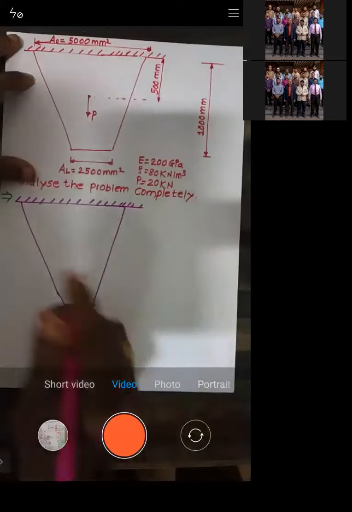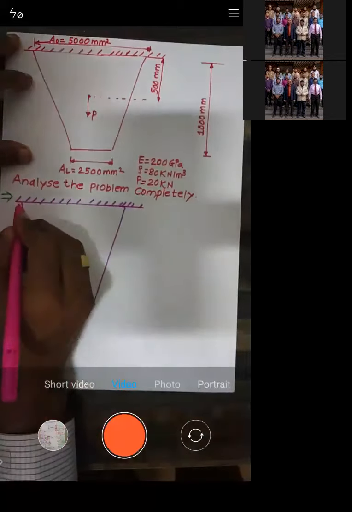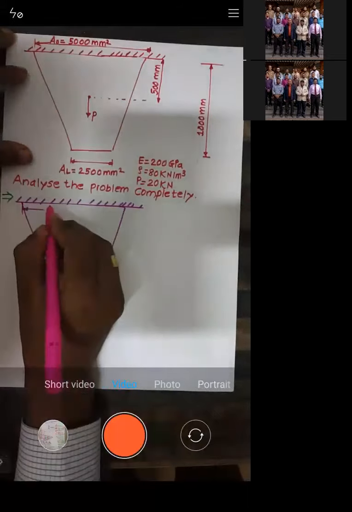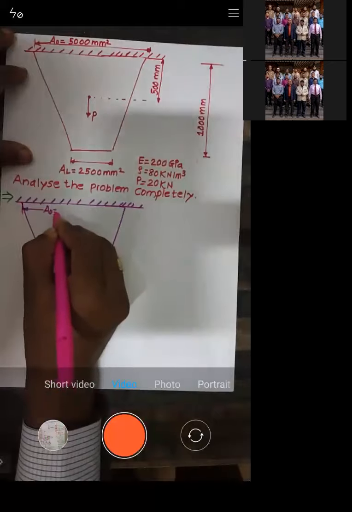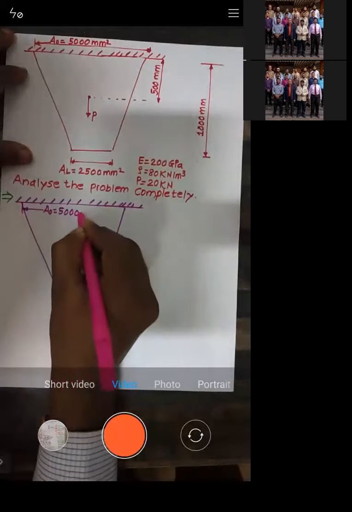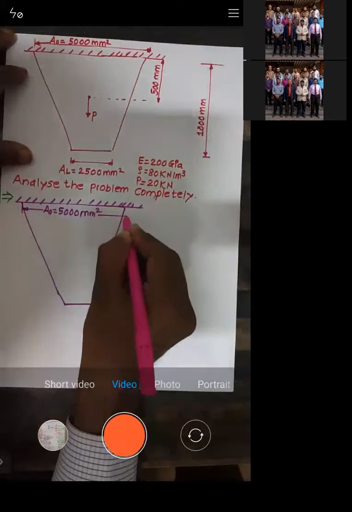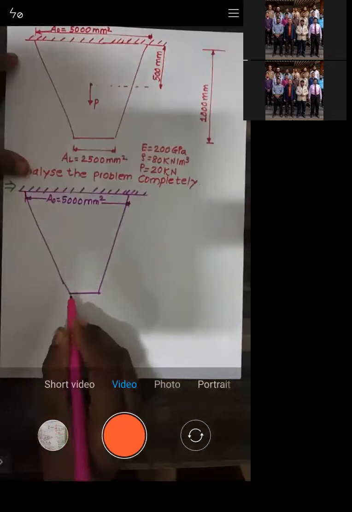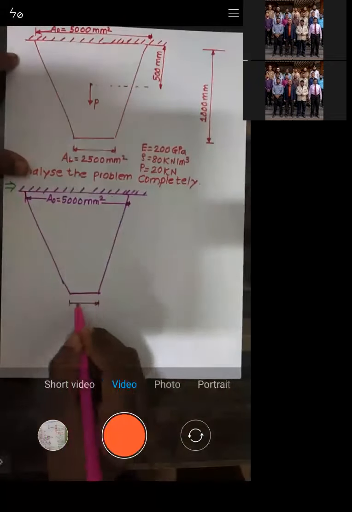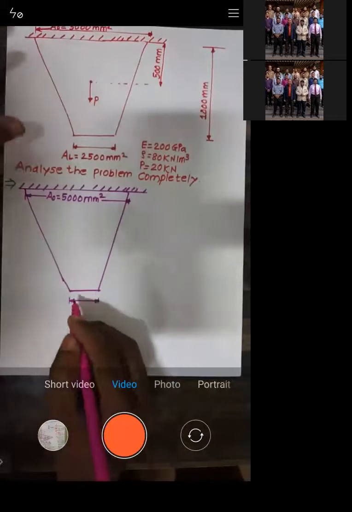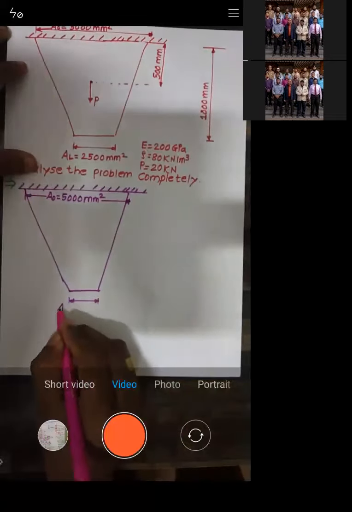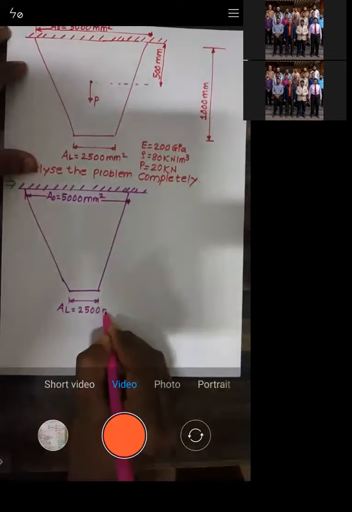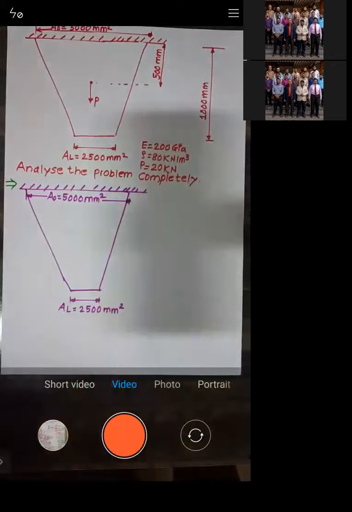See, the area at this particular section, I will directly write A0, and it is equal to 5,000 mm square. It is given in the problem. At the same time, the area at this particular section is given as AL, which is 2,500 mm square.